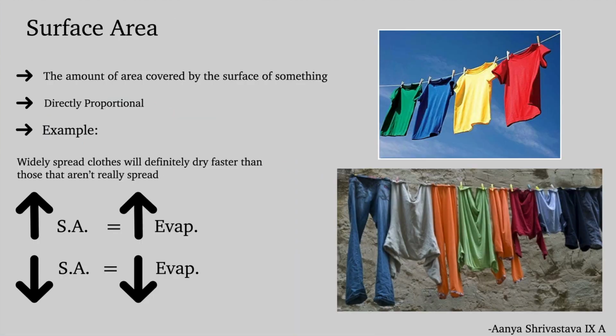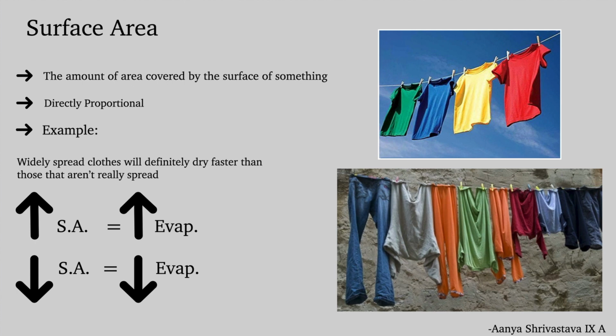Now, let's talk about surface area. Before starting, we have to read the definition. The amount of area covered by the surface of something is known as the surface area of that object. It is directly proportional to the rate of evaporation. How come? Because the larger the surface area of an object is, the more the rate of evaporation will be, and vice versa. That means the less space there is, the less evaporation, and the more space, the more evaporation.